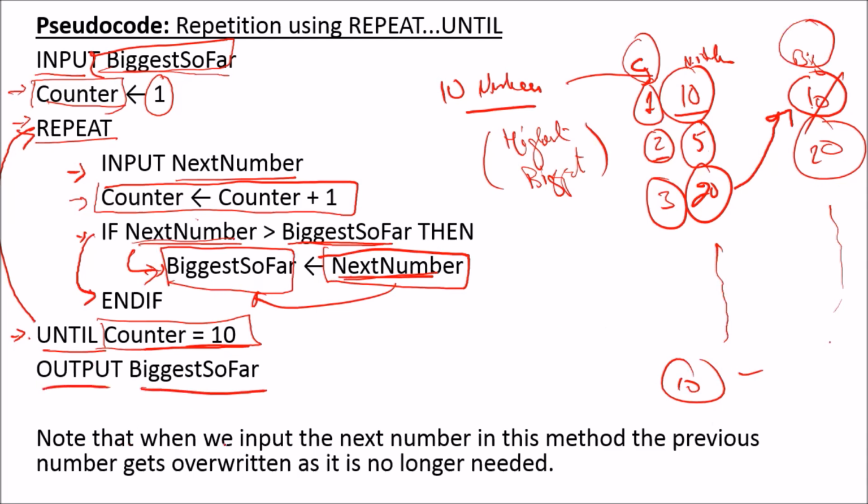Note that when we input the next number in the method, the previous number gets overwritten as it is no longer needed. So ये जो आपका जब आप overwrite कर देते हो ना, तो जो previous value है वो overwrite हो जाती है variable के अंदर, previous value नहीं रहती. Got it? Same you can do with the lowest value.